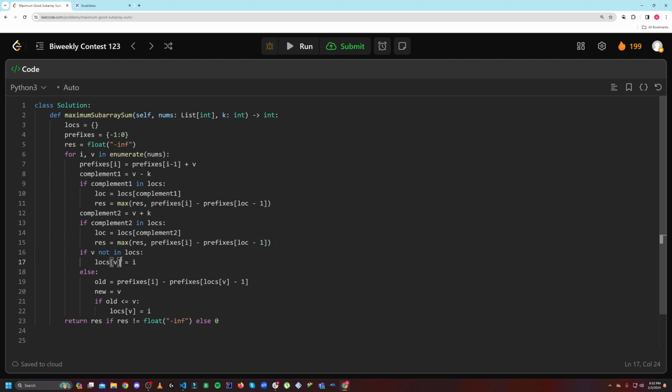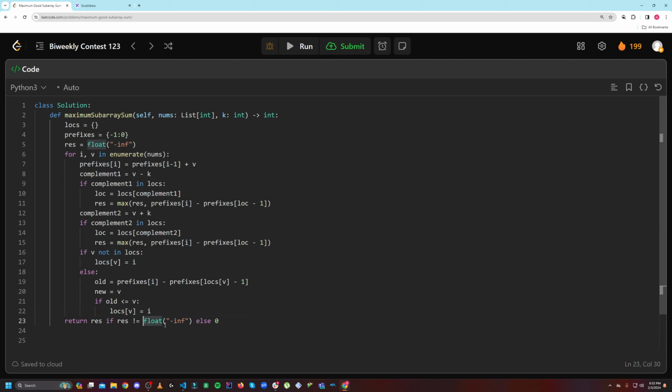Now finally you have your two cases for actually putting your number into the locations. If it's not in there already, just throw it in. But if it is in there already, I basically had this, but you can make this a little bit cleaner. So I had the old sum that it contributed, which is just the prefix sum of this current index minus the index right before where it was. And the new sum that it will contribute is just the current value. And then I just check which one's better. If the new value is better, put in the new value. If the old value is better, keep the old value.